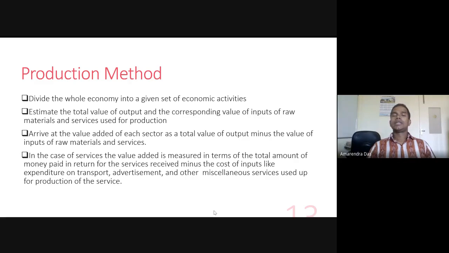So for the production method estimation of GDP, what we do? We first divide all the sectors into different groups based on the national industrial classification. We get the value addition in every sector, and to get the value addition, we deduct the inputs from the total value of output. And if you aggregate all the production in different sectors, then that is called GDP. That is estimated using the production method.